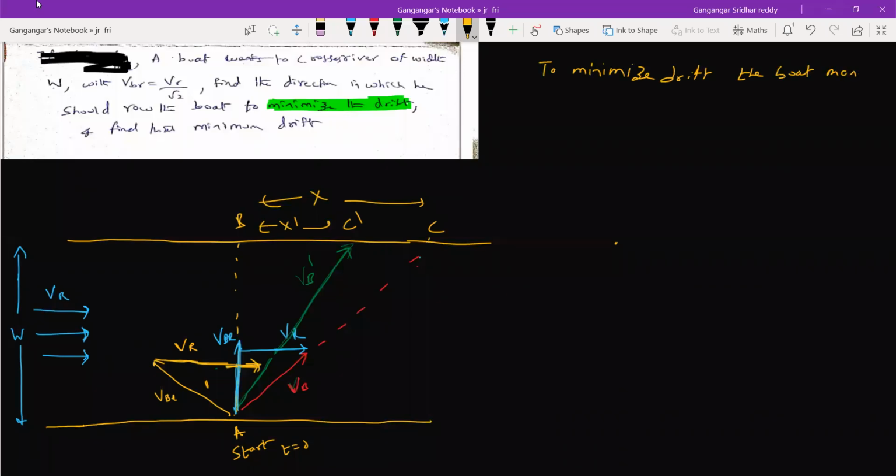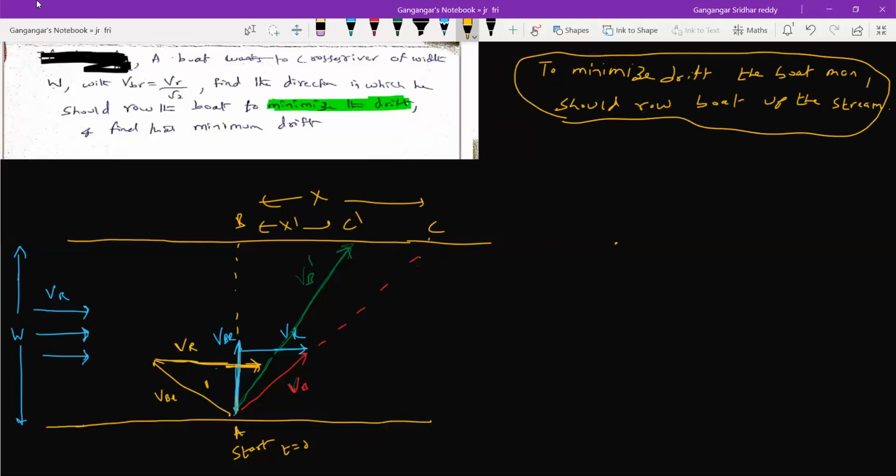The boatman should row the boat up the stream. Okay, got this? That's the idea of the problem. Sir, how can you decide from the diagram? Okay, let's come to the question. Let's try to get the answer.